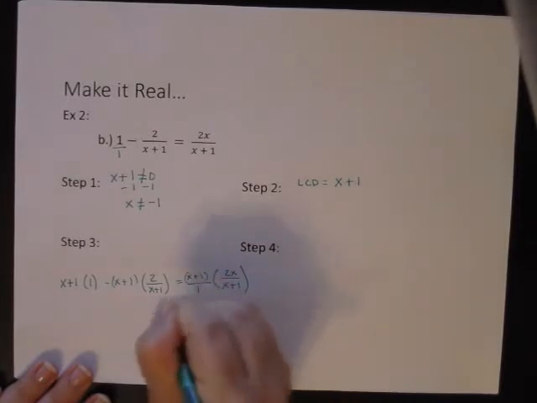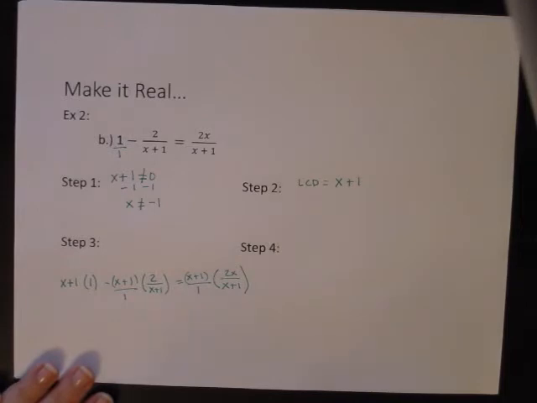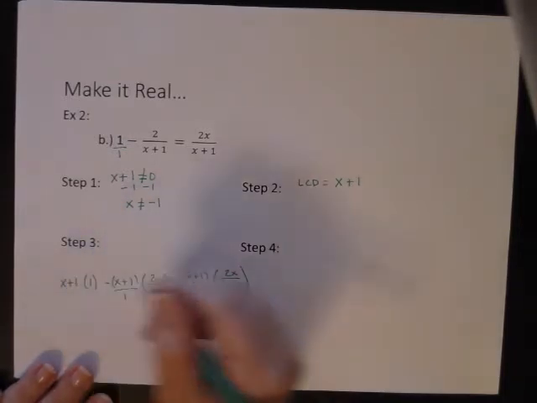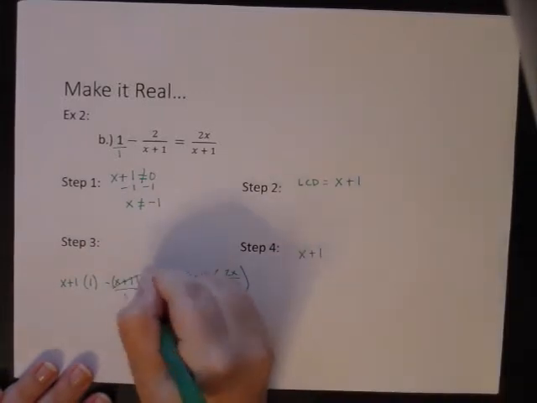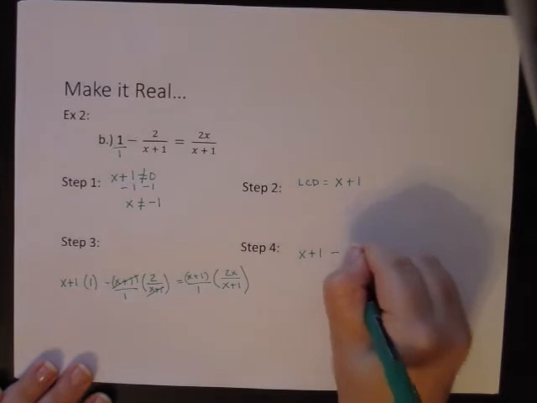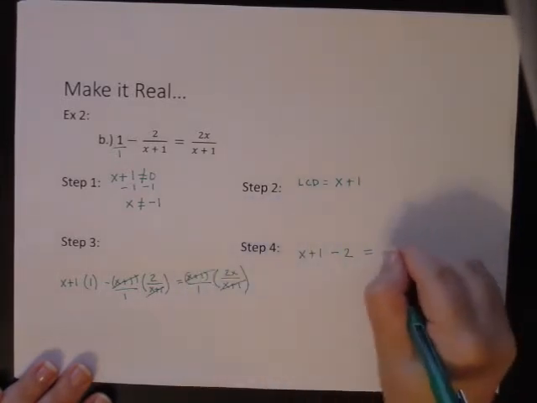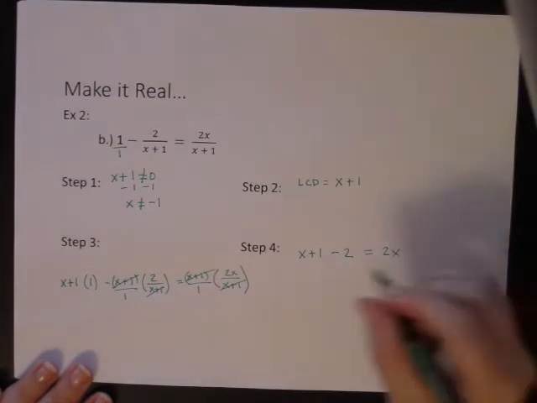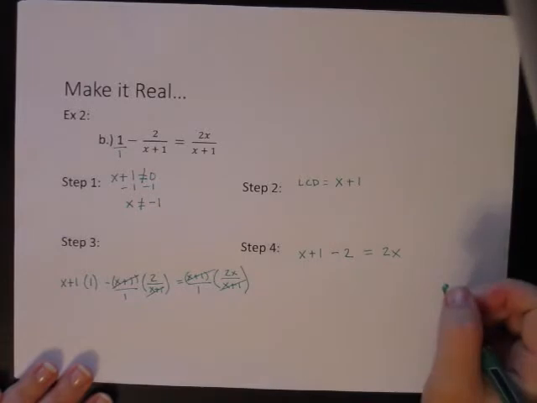Now again, I'm going to put a 1 underneath each rational expression, except for the first one. That's not really necessary, just so I can see what I can cancel out. Well, 1 times x plus 1 is just going to be x plus 1. The x plus 1's here cancel out, so I'm just left with minus 2 equals. The x plus 1's cancel out again, so I'm just left with 2x. So now I have a linear equation of x plus 1 minus 2 equals 2x.